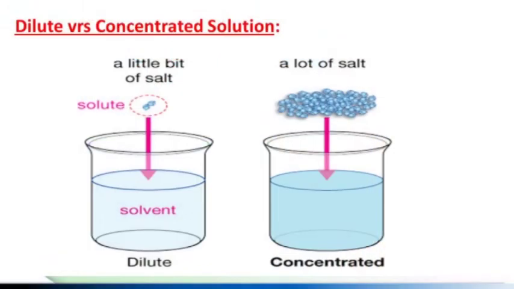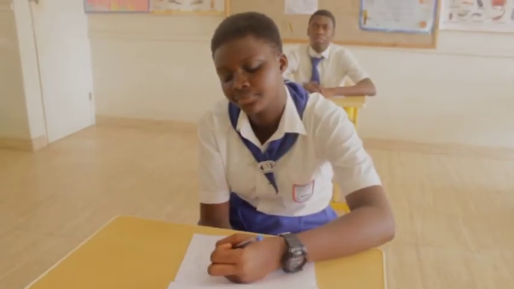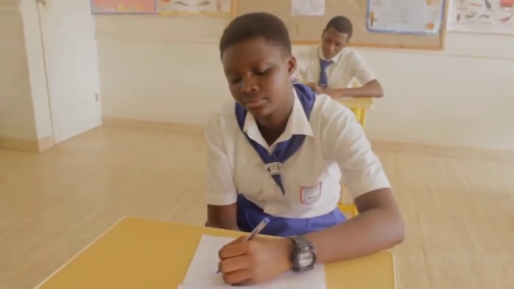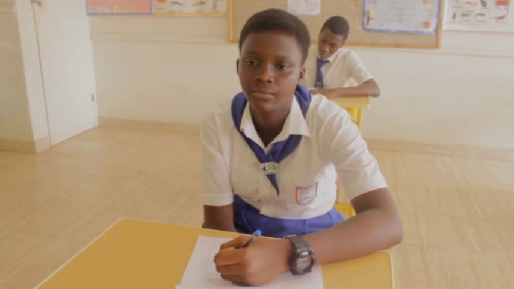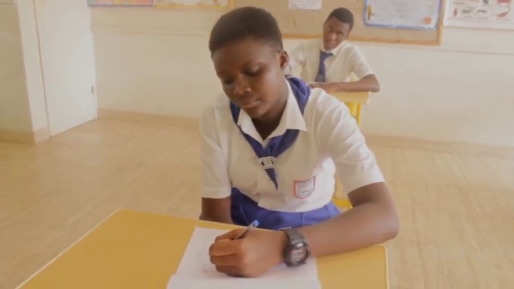Now let's have the comparison. Look at the solutes under the dilute solution. Now look at the solutes for the concentrated solution. You can see the difference. There is a big difference between the 2 solutes. So at the end, the saltiness in the dilute solution will be less as compared to that of the concentrated solution. The saltiness of the concentrated solution will be very high. So please take note, in a concentrated solution, the solute is much more than the solvent involved in preparing the solution.